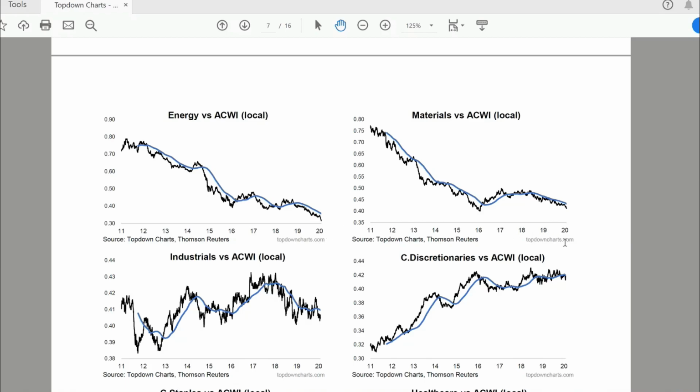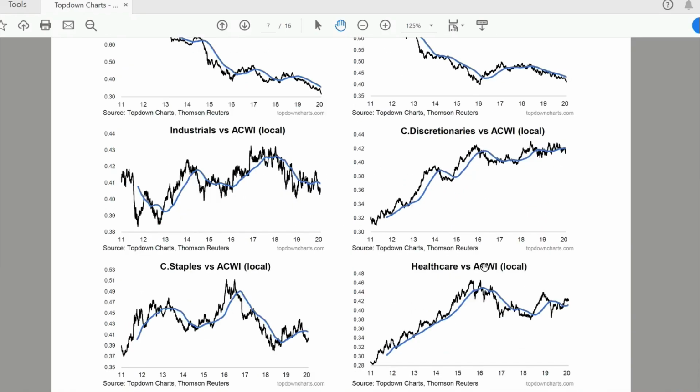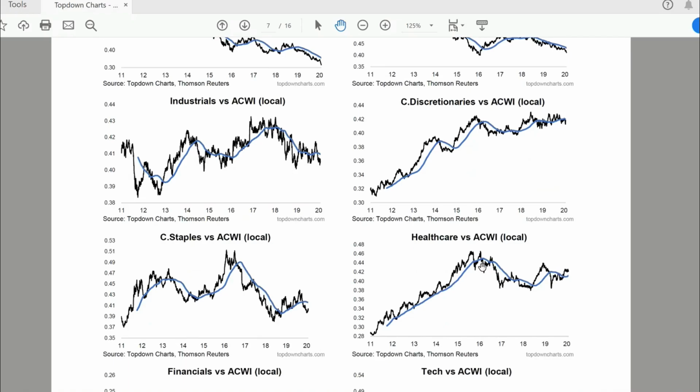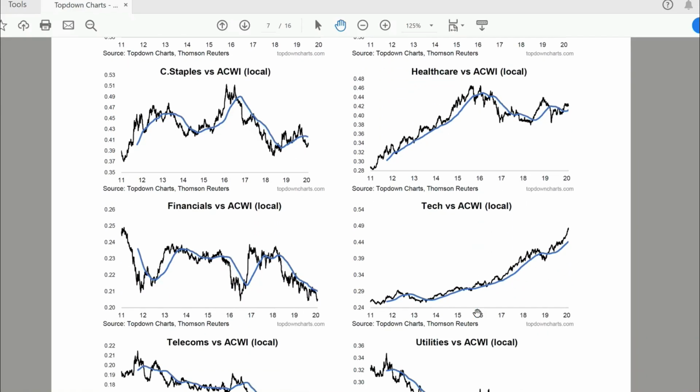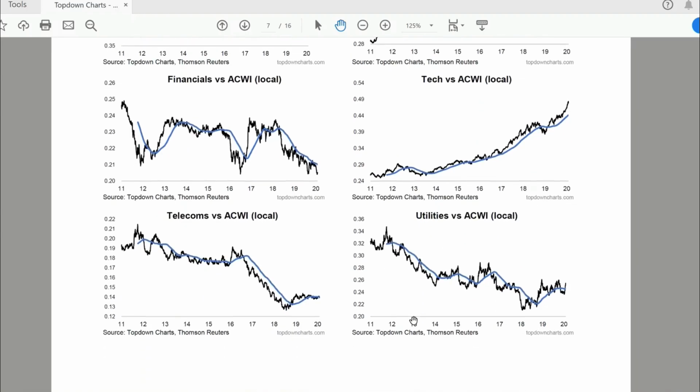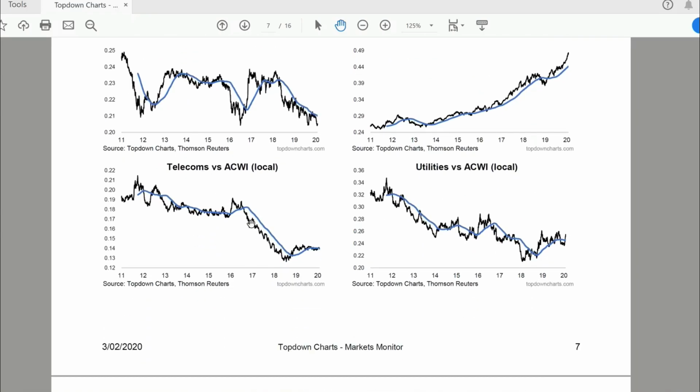And similar story in materials. And then you've got all the other main GICS sectors there, so industrials, discretionary, staples, healthcare, tech, no surprise there. Financials, utilities, telecoms, though that one has actually changed its name, I should update that.